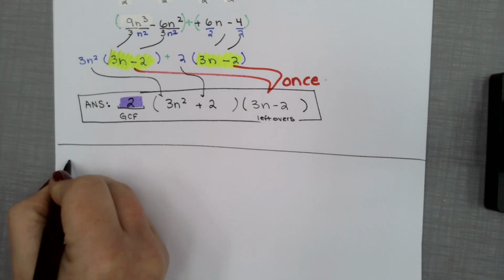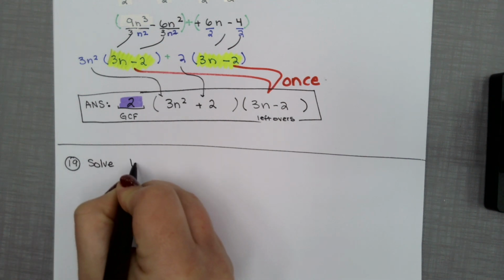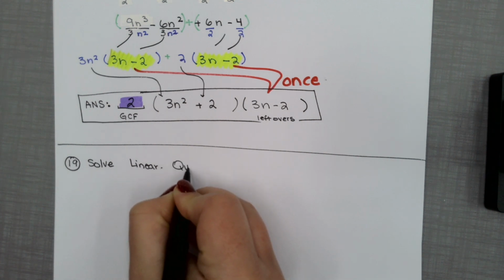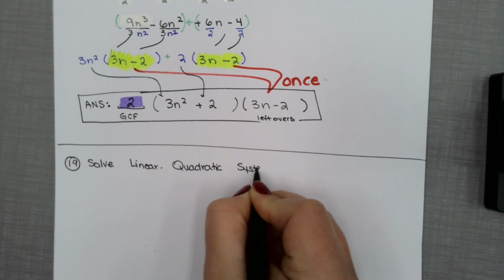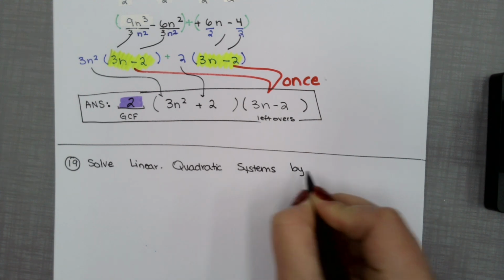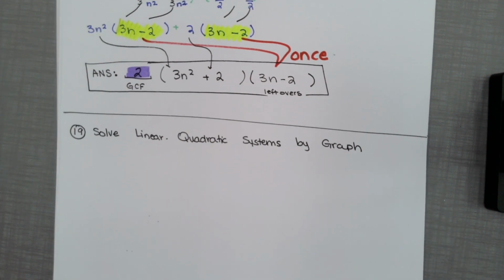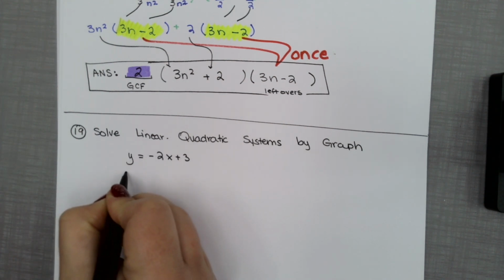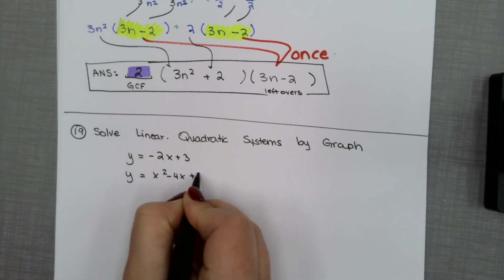We have question number 19, which is solve linear quadratic systems by graphing. And then the next one will be solve algebraically by substitution. We have y is equal to negative 2x plus 3, and y is equal to x squared minus 4x plus 3.